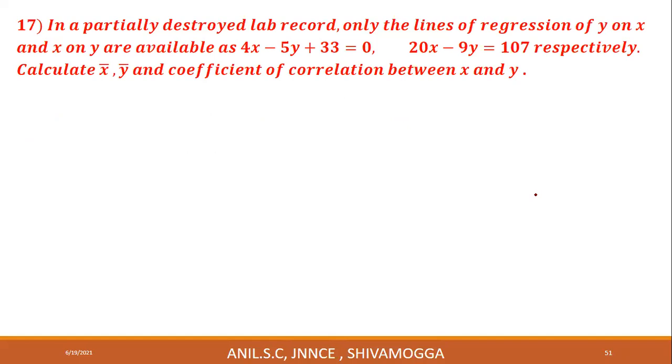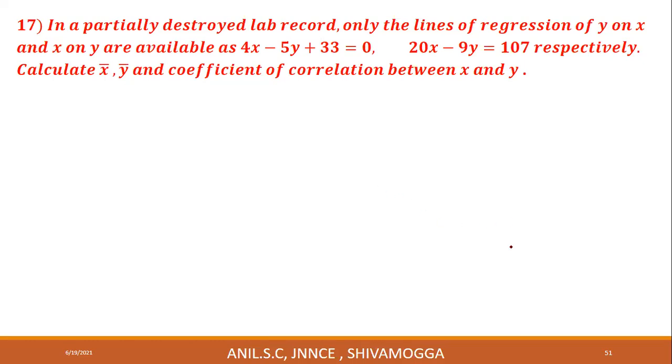In a partially destroyed lab record, this is a question paper problem. In a partially destroyed lab record, only the lines of regression of y on x and x on y are available, as 4x minus 5y plus 33 is equal to 0 and 20x minus 9y is equal to 107 respectively. Calculate x bar, y bar, and the coefficient of correlation between x and y.